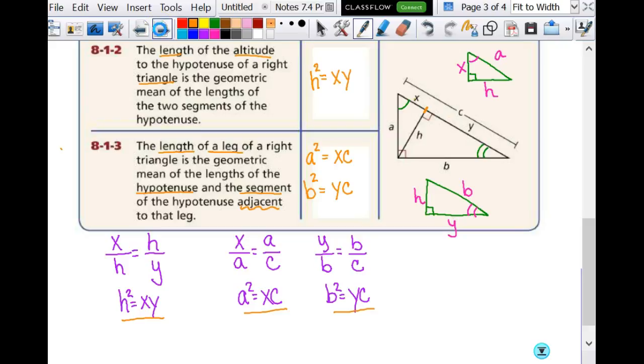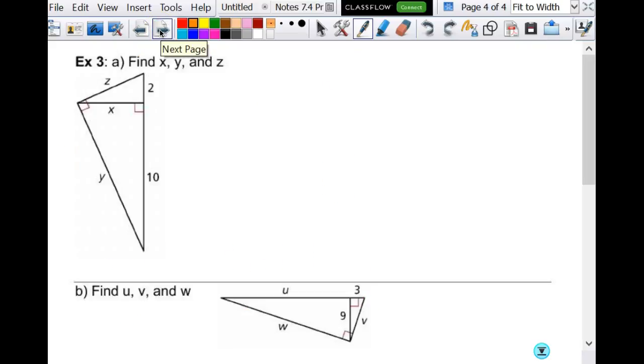Okay, so let's do the first example here. We're going to find x, y, and z. So we've got a bunch of things to set up. Set them all up before you do anything. Do not set one up and start working it, because that does not work out too well for you some of the time. Plus, it depends on what information you have. So I'm going to start with a leg. The leg squared is equal to the piece that's attached to it times the whole thing. The whole thing here is 12. So z squared is equal to the piece that's attached to it times the entire hypotenuse, which is 12. That's my first setup.